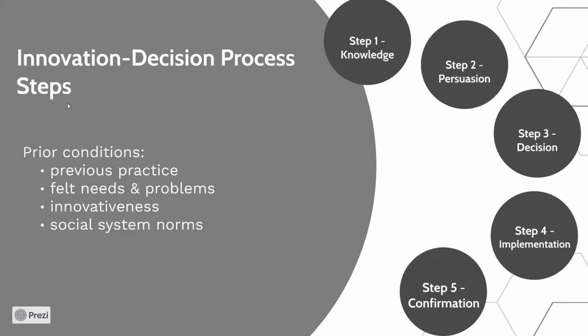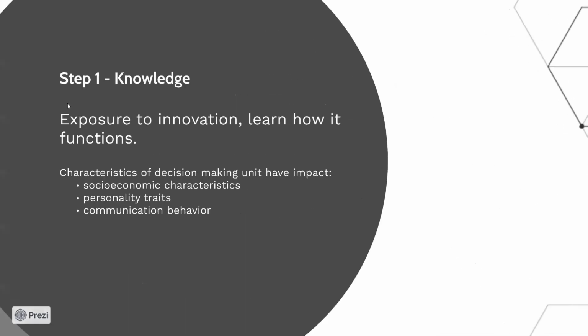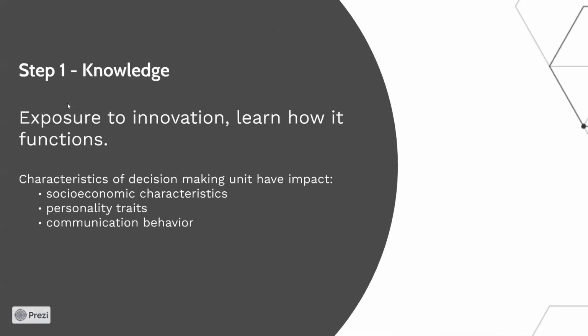Step one of the innovation decision process is knowledge. This includes exposure to an innovation and the individual or organization learning how it functions. There are three types specifically of knowledge. First is simple awareness of the innovation. Second is how-to use of the innovation. And third is principles knowledge. In other words, how the innovation actually works.